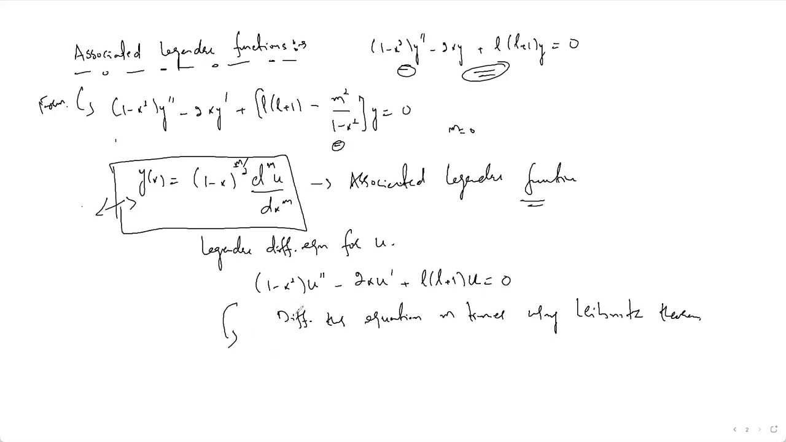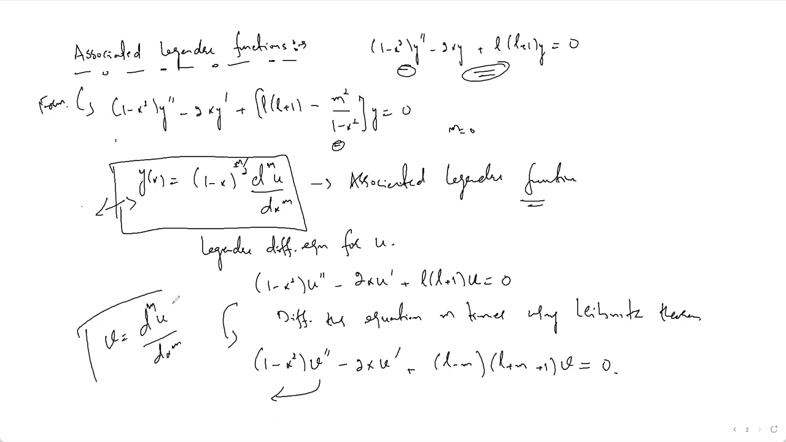So the solution will be like, I will write down the equation. (1 minus x squared) v double prime minus 2x v prime plus (L minus m)(L plus m plus 1) v is equal to 0. Now you will say, where does this v come from? When you differentiate u m times, this v is simply d^m u by dx^m.